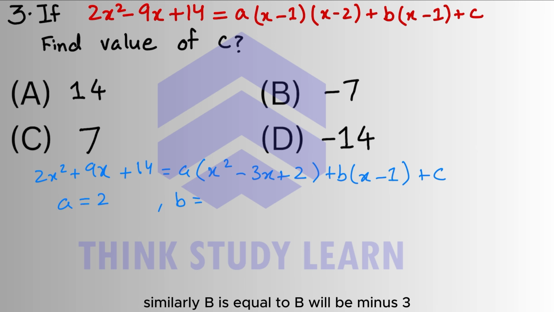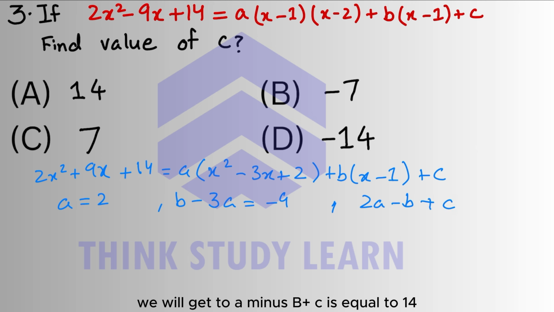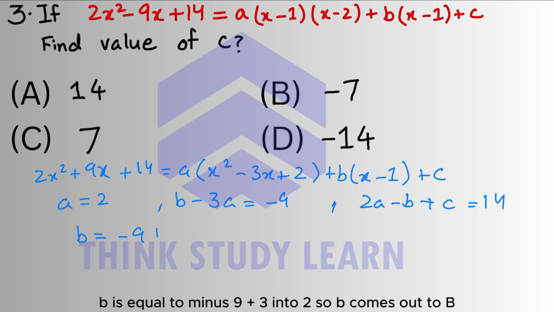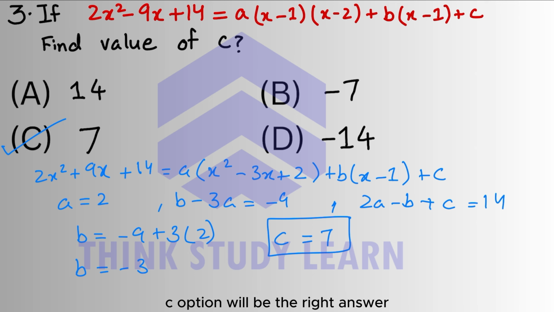Similarly, b will be minus 3a minus 9 by comparing, and for the constant we will get 2a minus b plus c is equal to 14. So finding out the value, putting the value of a in this equation, b is equal to minus 9 plus 3 into 2, so b comes out to be minus 3, and similarly c comes out to be equal to 7. So the value of c is 7. C option will be the right answer.